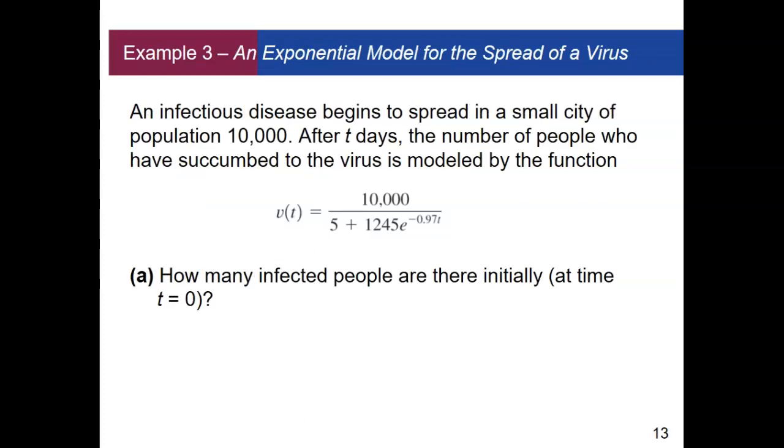Okay, so here's an exponential function. An infectious disease begins to spread in a small city of population 10,000. After t days, the number of people who have succumbed to the virus is modeled by the function. So here's the function here. How many infected people are there initially? Anytime we talk about something initially, that's an indication that we're going to use t equals 0. So we're going to take this expression here and plug 0 into it.